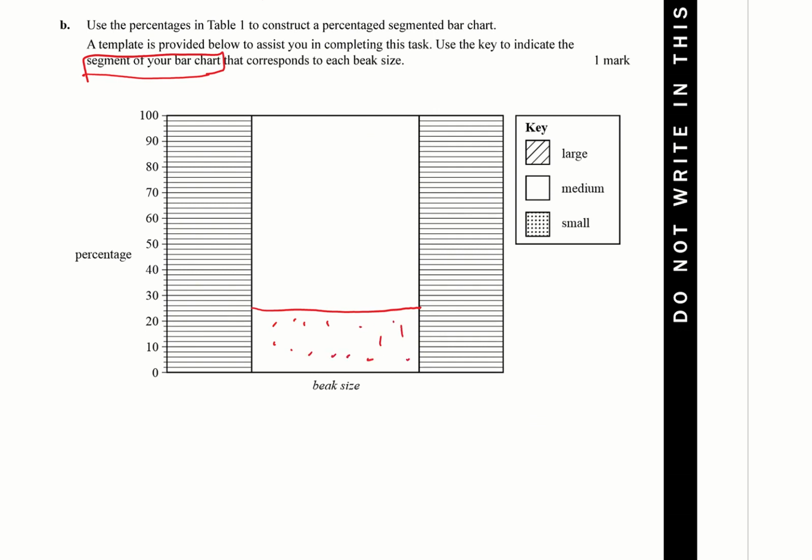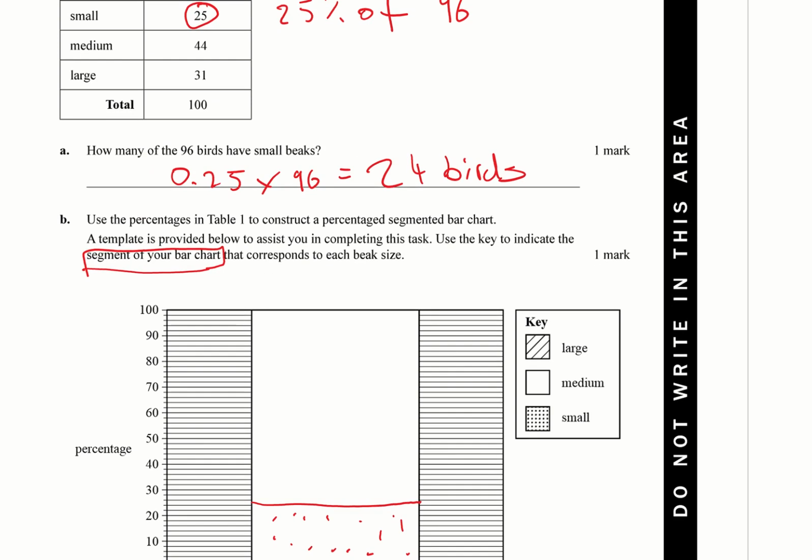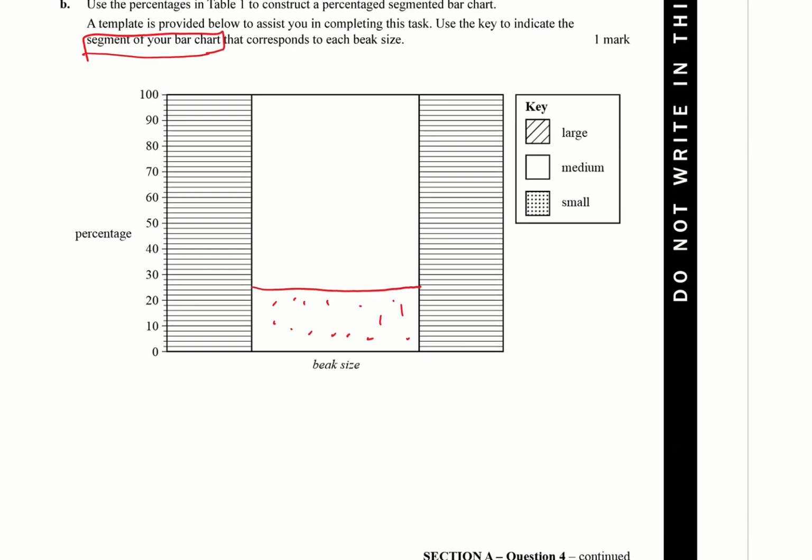Medium will be left blank, but we need to put the line. So it's going to be 25 plus 44. So that's going to be 69. So we're going to have to go up to 69 because remember, the total has to equal 100. So we're going to go 69 sort of there. Because I'm not using a ruler, that's about right. So it's about 69 there.